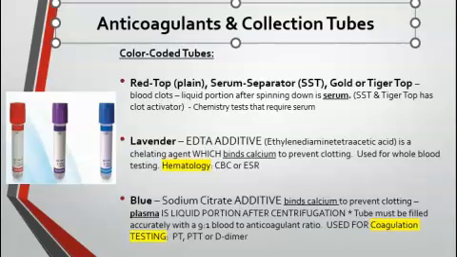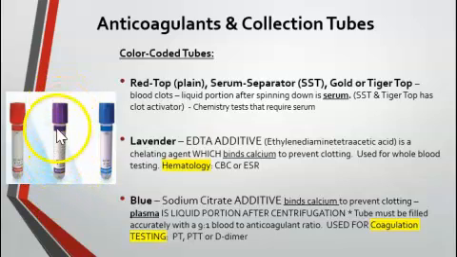The last tube on this slide is our blue top tube. This is the sodium citrate tube, and this additive also binds with calcium to prevent clotting. So you're going to end up with plasma as the liquid portion of the blood after you centrifuge. This tube must be filled to a certain level. It needs to have a 9-to-1 ratio of blood to anticoagulant in order for testing to be accurate. This tube is usually used for coagulation testing. Again, coagulation testing is testing to see how well the blood clots. And some of the tests that we do for coagulation are our PT, PTT, and D-dimer test.